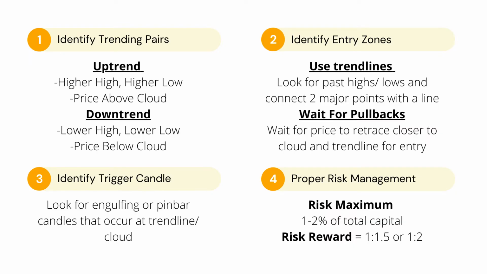Now let's summarize our steps. Number 1, identify trending pairs. Number 2, identify your entry zone. Number 3, wait for a trigger candle on the trend line, either the pin bar or the engulfing. Number 4, enter the trade with proper risk management, 1.5 to 2R. Stop loss can be above the trigger candle or previous high and low.